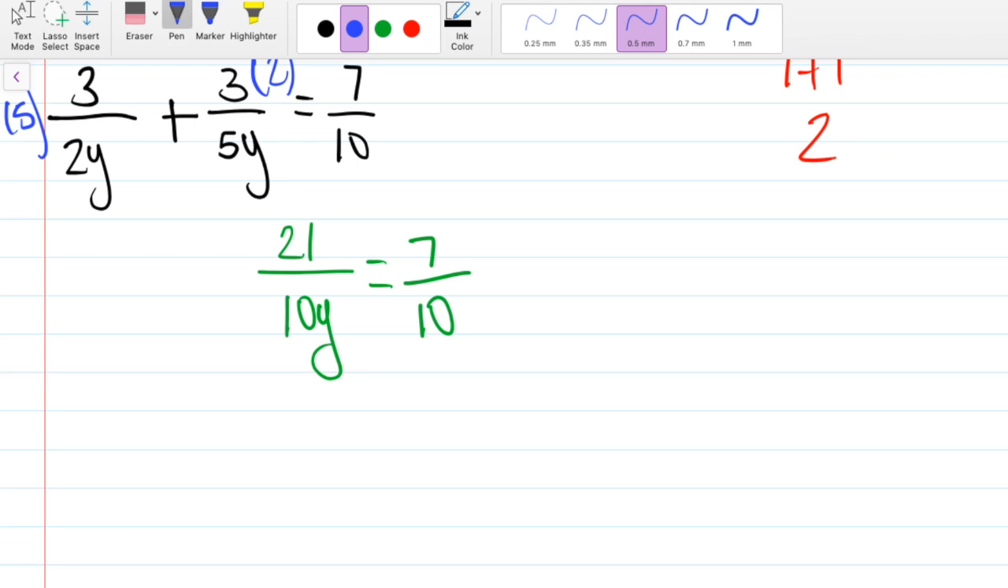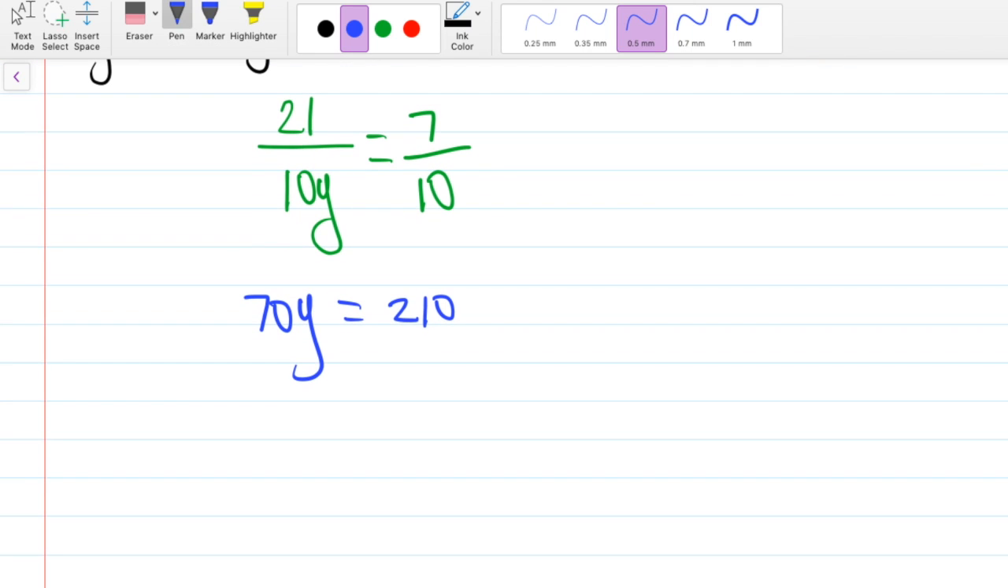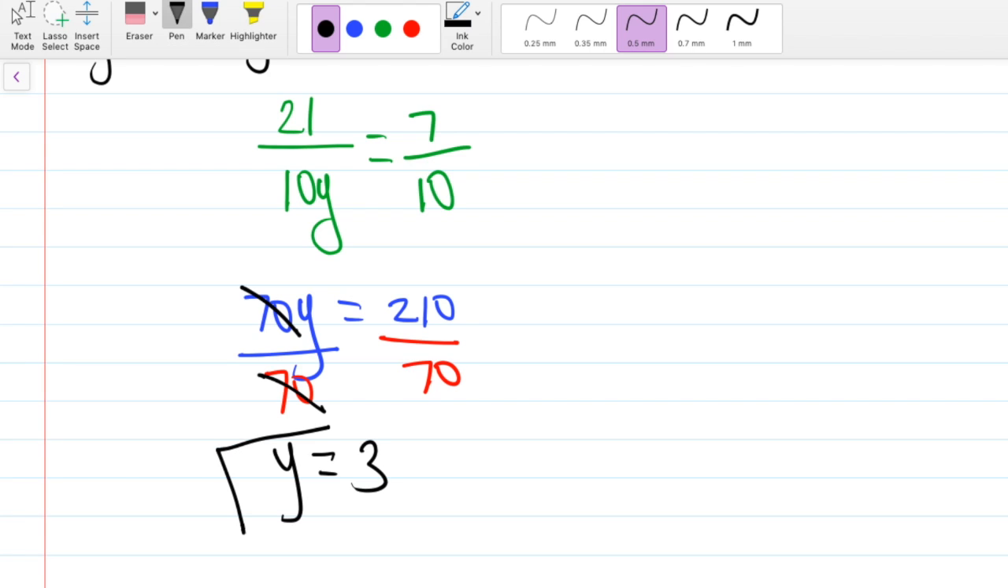So the 10y times the 7, that gives us 70y. And we keep our equal sign. 21 times 10 gives us 210. All right. Now all I have to do next is isolate this variable y. So in order to do that, I'm going to divide by 70. Okay. Let's use a different color. 70 divided by 70. Now 70 on top, 70 on bottom. Get rid of those. I'm left with y. Keep the equal sign. 210 divided by 70 is just 3, and that is your answer.